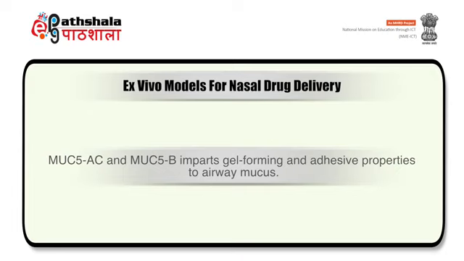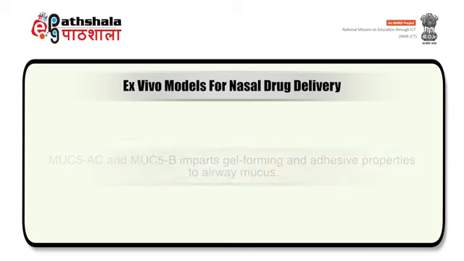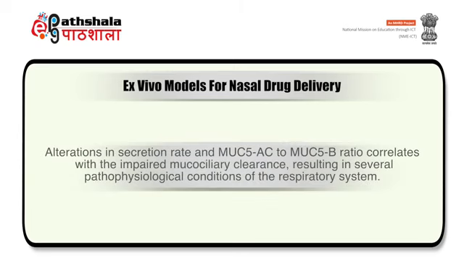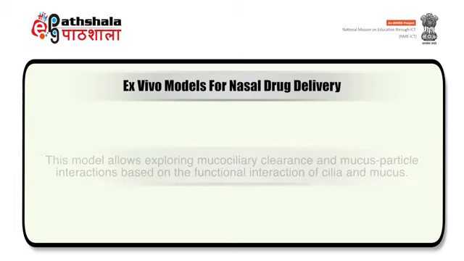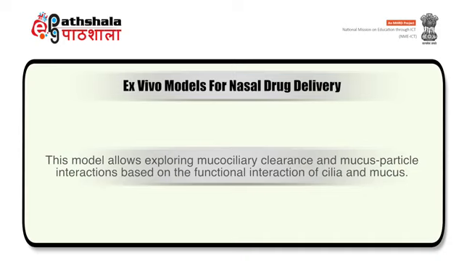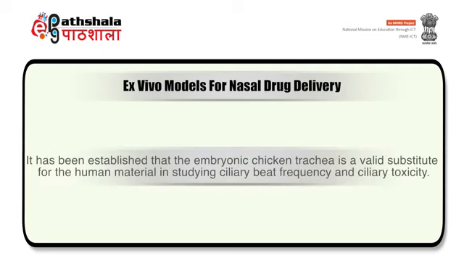MUC5AC and MUC5B impart gel forming and adhesive properties to airway mucus. Alterations in secretion rate and MUC5AC to MUC5B ratio correlate with impaired mucociliary clearance, resulting in several pathophysiological conditions of the respiratory system. This model allows exploring mucociliary clearance and mucus particle interactions based on the functional interactions of cilia and mucus. It has been established that the embryonic chicken trachea is a valid substitute for the human material in studying ciliary beat frequency and ciliary toxicity.